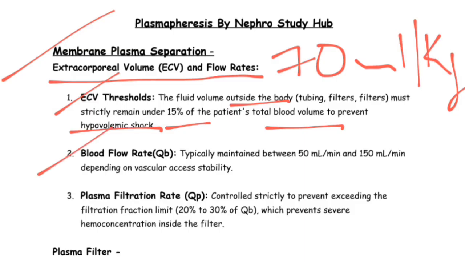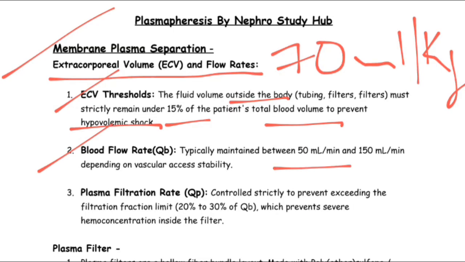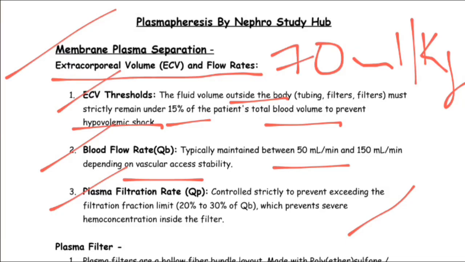Second one is blood flow rate, typically maintained between 50 to 150 ml per minute depending on the vascular access stability. So blood flow rate depends on vascular access stability and also on TMP, because if TMP is excessive, then red blood cells can enter the plasma section. Third, plasma filtration rate, controlled strictly to prevent exceeding the filtration fraction of 20 to 30% of QB. So the plasma filtration rate must be 20 to 30% of the blood flow rate, which prevents severe hemoconcentration inside the filter.